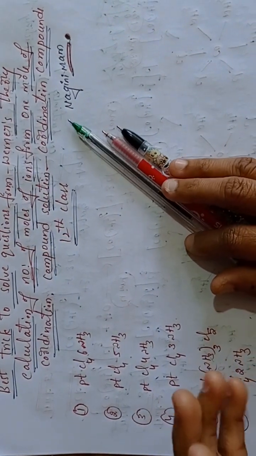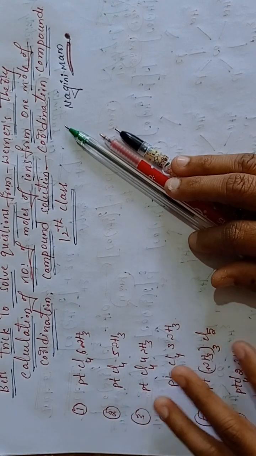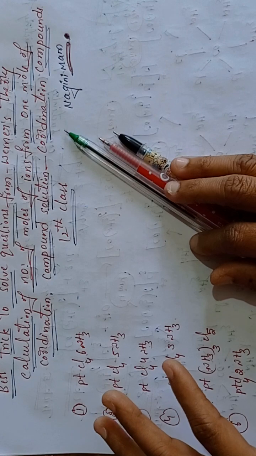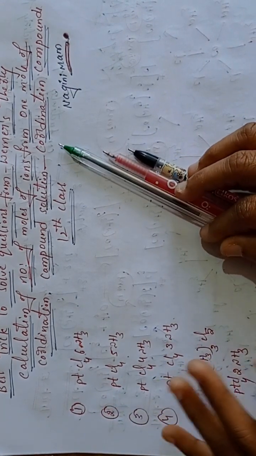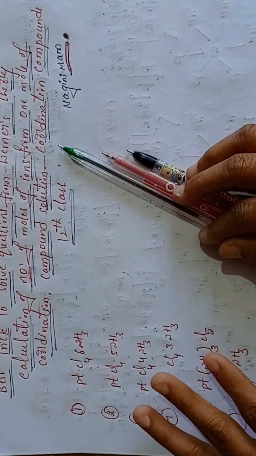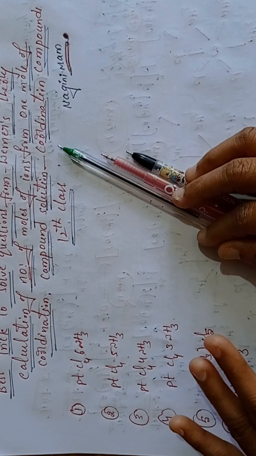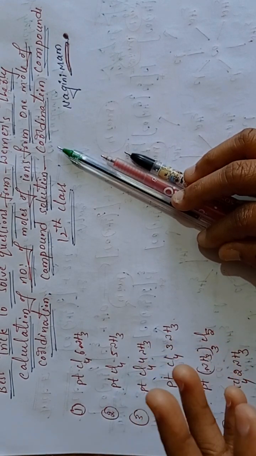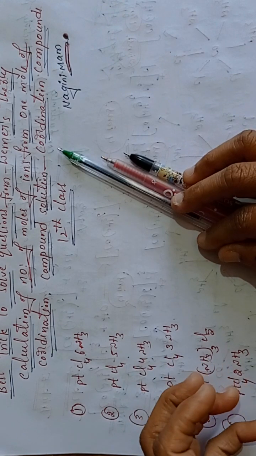In today's section, I'm going to discuss the questions from Werner's theory, students. Now, how to find the number of moles of ions from 1 mole of the coordination compound? Clear? First, I will write the formula of the coordination compound. Next, I will write the number of moles of ions. Understanding, students? From Werner's theory, we find the formula of the compound and the number of moles of ions.